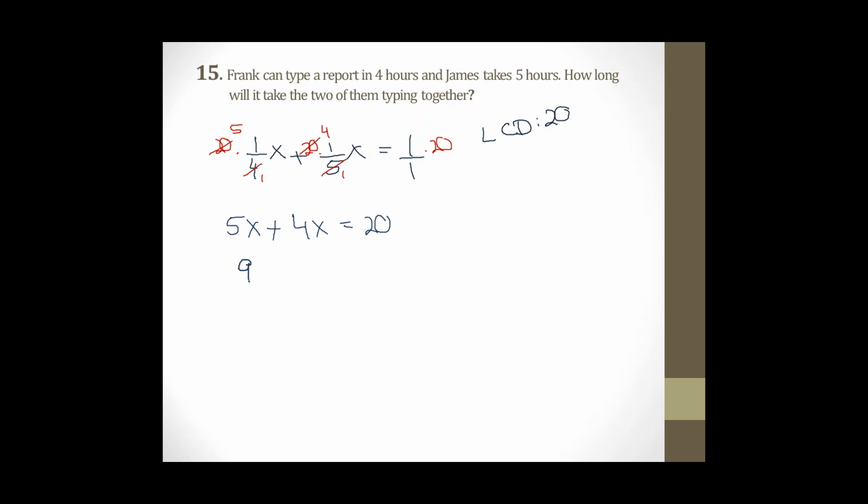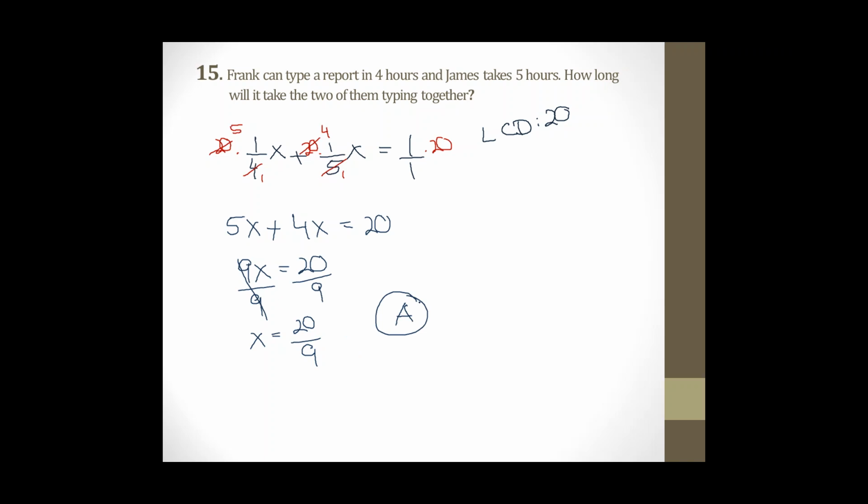Combining like terms, I get 9x equals 20. Dividing by 9 on both sides leaves me with x equals 20 over 9. I cannot reduce this fraction. I could convert it into a mixed number, but I believe in your answer choices, it's fine to have it as an improper fraction. So if you look at your packet, 20 over 9 is actually a valid answer, and this is answer choice A.